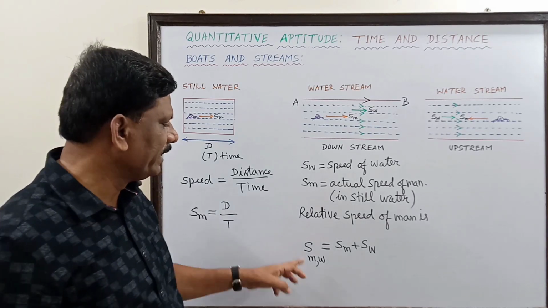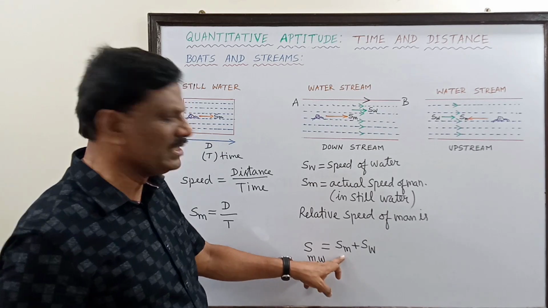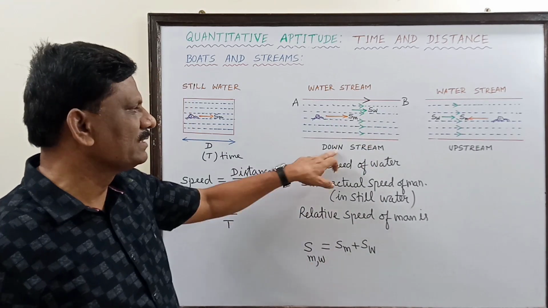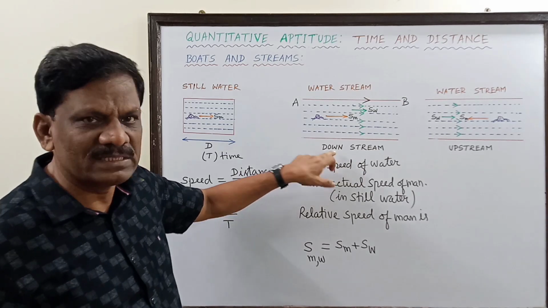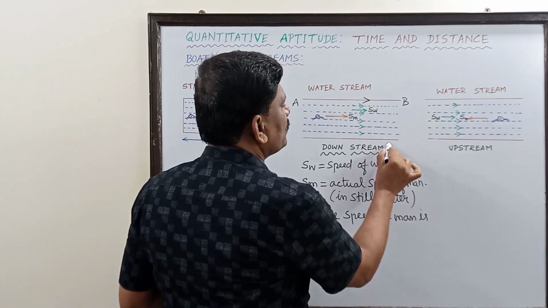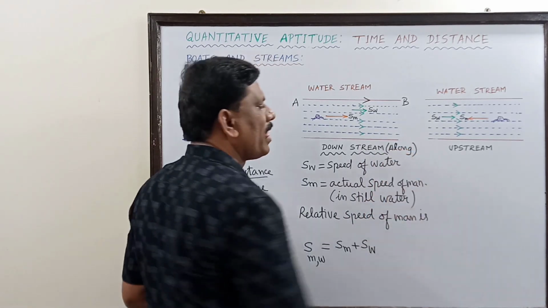Therefore, the relative speed of the man with respect to water is the actual speed of the man plus the speed of the water in the case of downstream. Understand? In the case of downstream, this is along the direction of water.